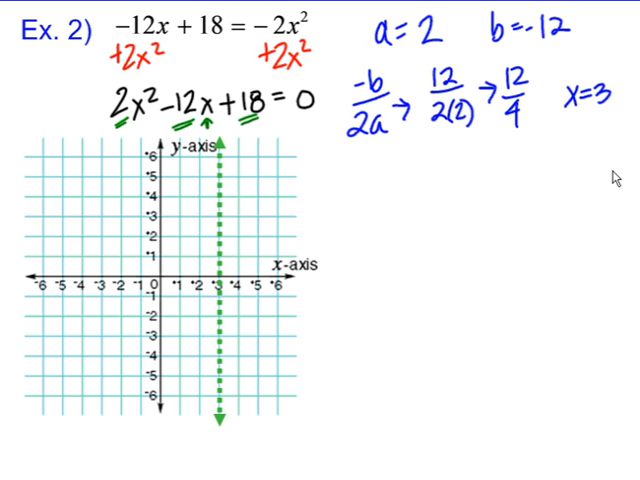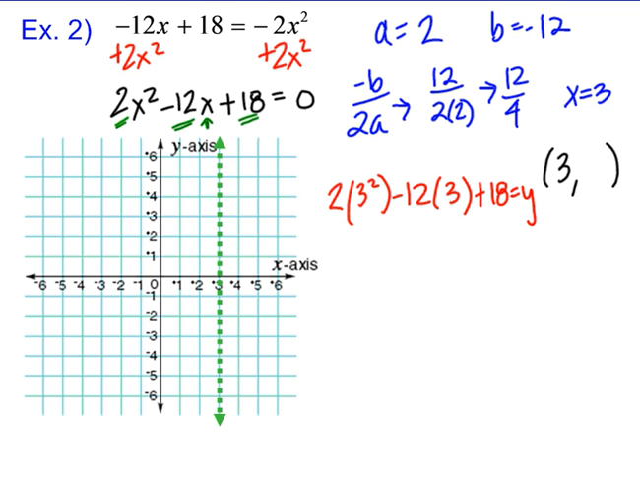Now that we have our axis of symmetry, we need to find our ordered pair of where our vertex is. So let's plug in 3 into this problem. So 2 times 3 squared minus 12 times 3 plus 18. What will that get us for y? Well, 3 times 3 is 9. 9 times 2 is 18. Minus 12 times 3, which is 36, plus 18 equals y.